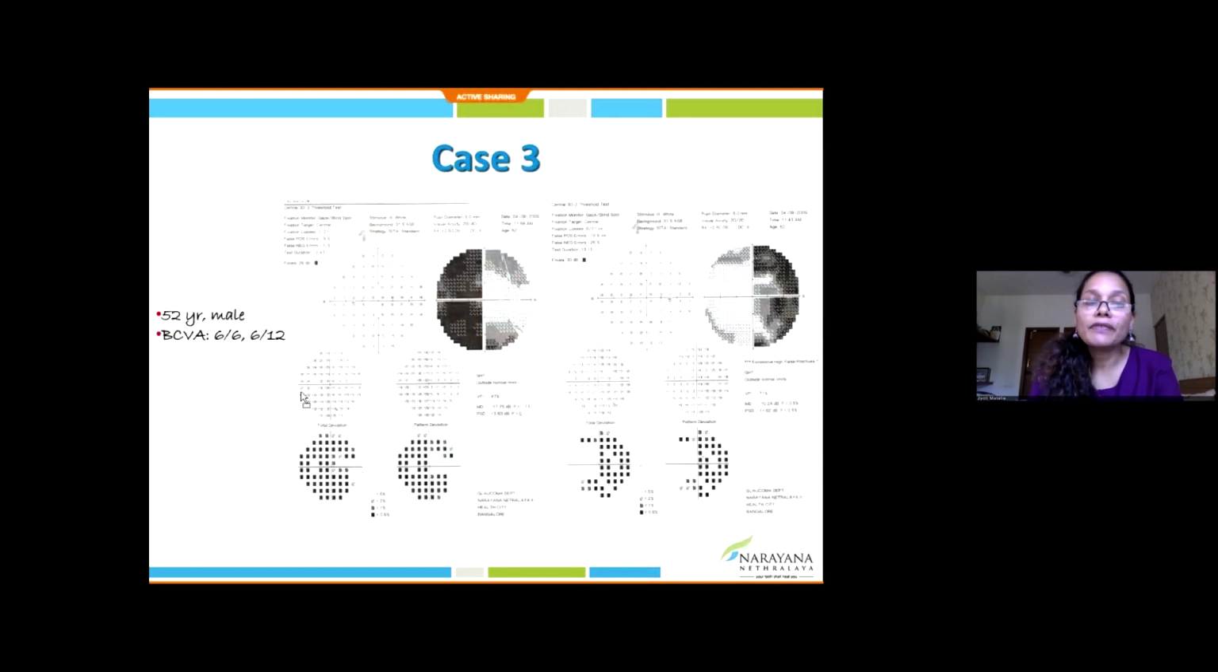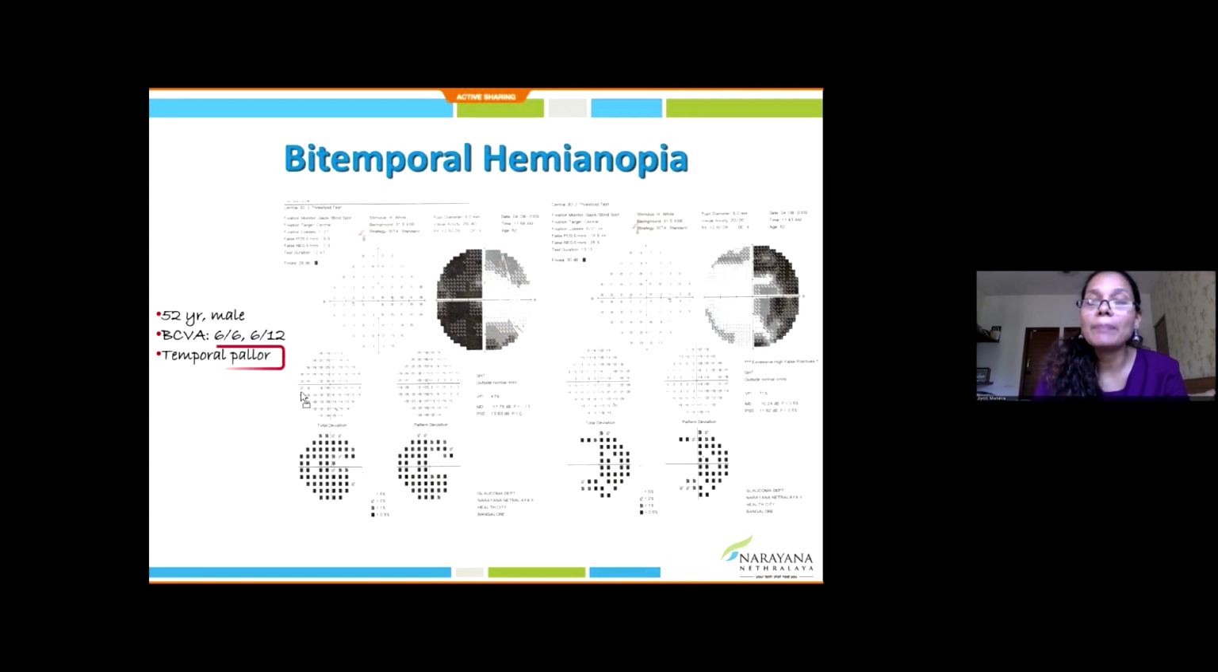A patient, 52-year-old male, having 6/6 vision in the right eye and 6/12 in the left eye. But looking at all the presentation, you know it is basically temporal fields of both eyes, so classical bitemporal hemianopia. When you have something like this, you have to go back and look at your optic nerve. Your optic nerves definitely would be involved in the later stages, not early, but this patient had a temporal pallor in both eyes. And what we had is, when we did the MRI, there was a pituitary adenoma.